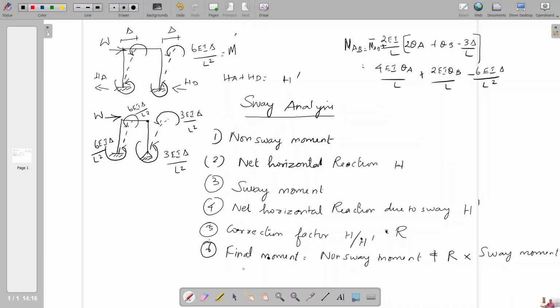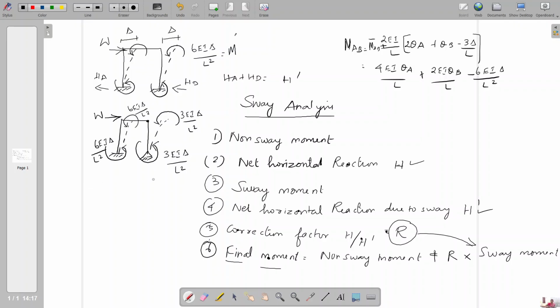So if you consider the reverse process, we want to analyze the beam to find the final moment. For that we have two procedures. One is the calculation of non-sway and sway moment using the moment distribution table. And from the non-sway moment we have to calculate H. From the sway moment we have to calculate H dash. And if you divide H by H dash, you will get the correction factor which is to be applied to the sway moment. So this is the overall procedure for the sway analysis.